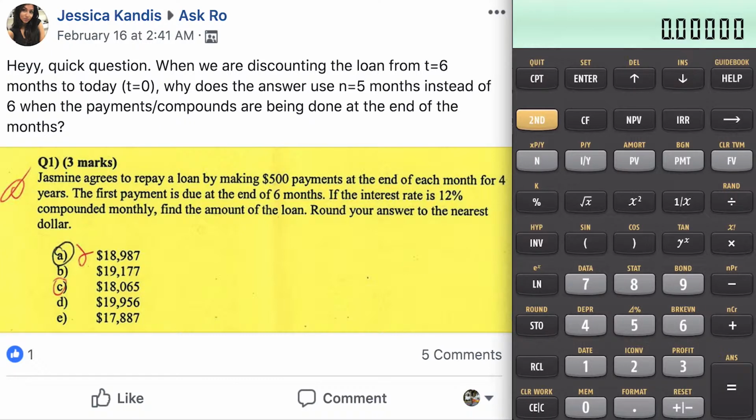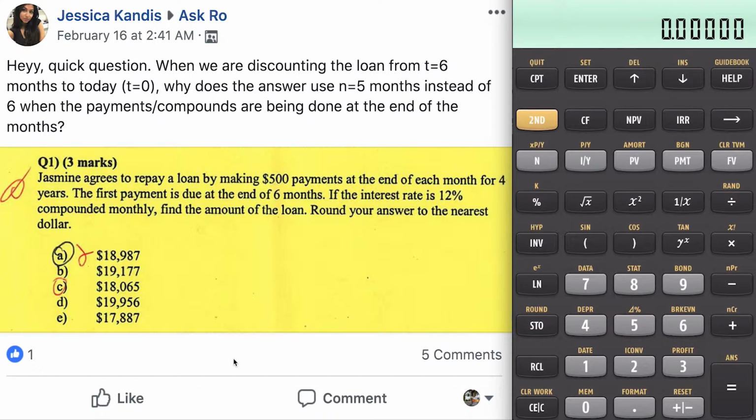So here I was asked a question for COMM 308, Introduction to Corporate Finance. Let's have a look. I was asked a question by Jessica. It says, Jasmine agrees to repay a loan by making 500 payments at the end of each month for 4 years. The first payment is due at the end of 6 months. If the interest rate is 12% compounded monthly, find the amount of the loan. Round your answer to the nearest dollar.